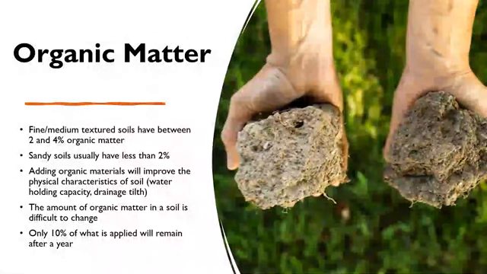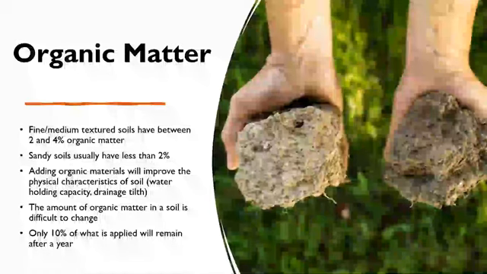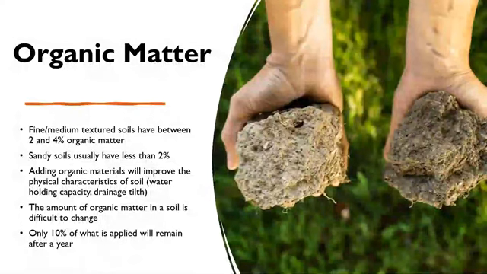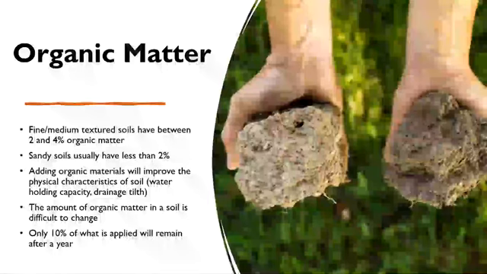So fine and medium textured soils have about 2 to 4% organic matter. Sandy soils have less than 2% organic matter. Adding organic matter is great, but it needs to be done on a regular basis to be maintained. So if you have low organic matter and you're going to add compost or something like that, expect it to be there for the season.